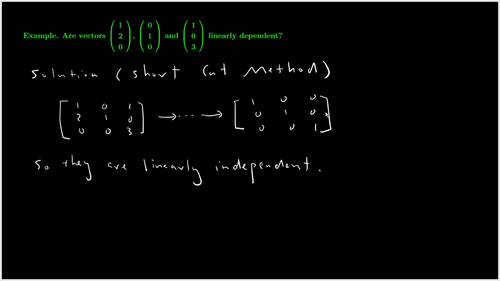So because every column has a leading 1, maybe for the first question I'm going to write down the reason. Okay. So because every column in the final form, in the matrix in REF, has a leading 1.